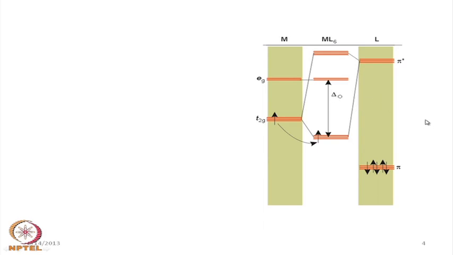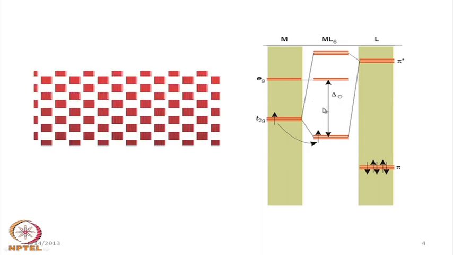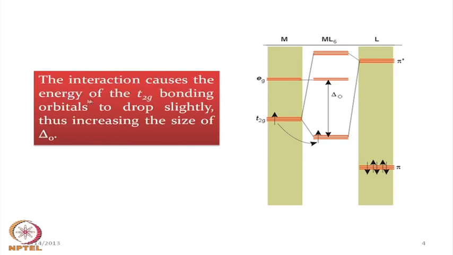That means whenever we find a ligand which is of pi acceptor type, that will definitely increase the corresponding ligand field splitting, and that particular ligand should be characterized as a strong field ligand. So, the interaction causes the energy of the T2G bonding orbitals to drop slightly. So, this is the amount of stabilization, that is why we get the corresponding higher energy gap, because the EG level we are not modifying due to this interaction, and which is therefore increasing the size of this delta octahedron. That means we are pushing the electron towards the strong field side, and the ligands will be of stronger strength.